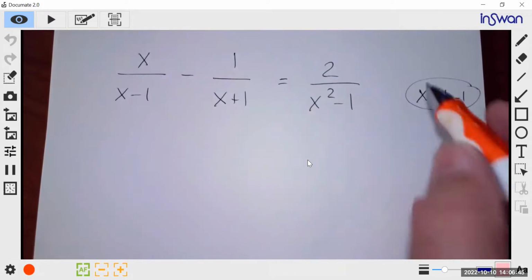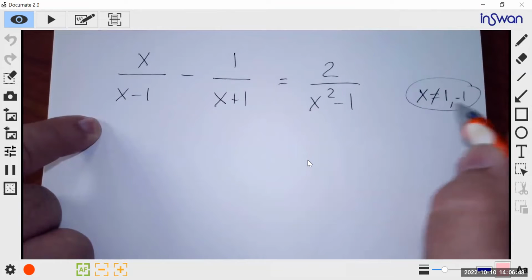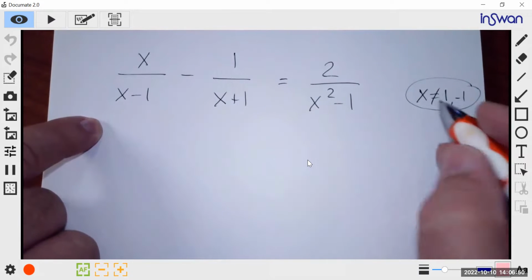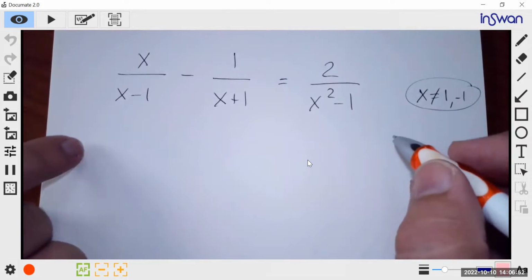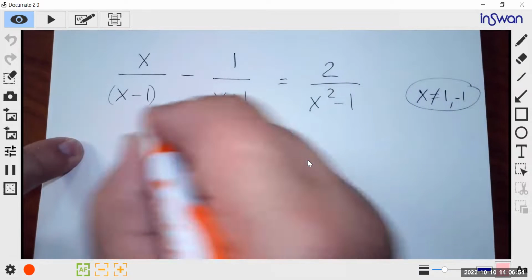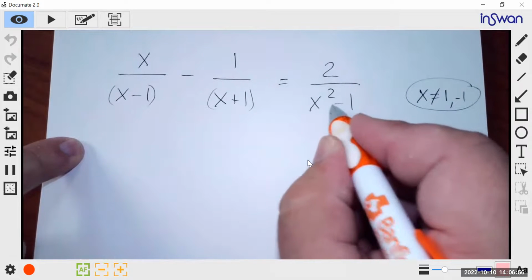What's the first step? Okay, that's the first step. Find your x's you can't use. Second step, factor the denominators. This one's done. This one's done. What does this one factor out into?